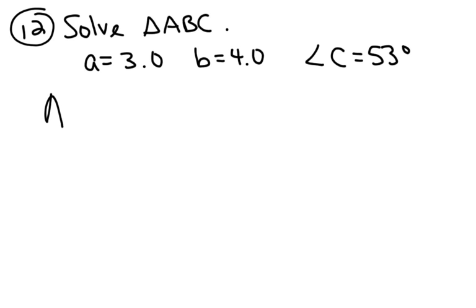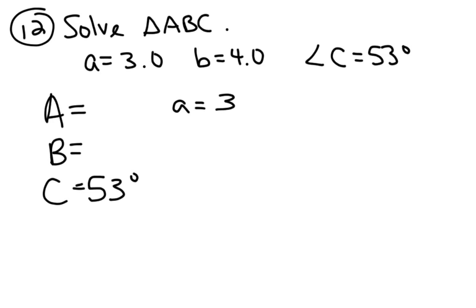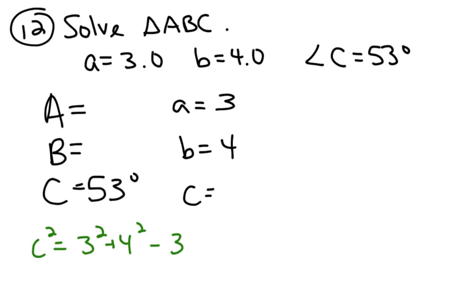Well, if you go and set up your chart, you're going to find out right away that you cannot use the law of sines to solve this problem, or at least to start it off, because you don't know an angle and its corresponding side. So we're going to have to use the law of cosines in order to start the problem. So side C squared is going to be the sum of the squares of the other two sides minus 2 times 3 times 4 times the cosine of 53 degrees.